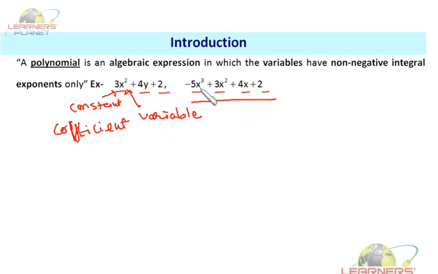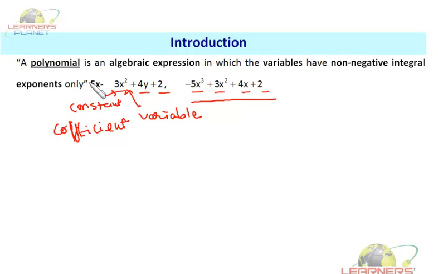Just see over here. The coefficient of x cube is -5, coefficient of x square is 3, coefficient of x is 4 and 2 is the constant term. So I hope you are clear with the basic terminologies of algebraic expressions, and definitely you have already done these terminologies in your previous classes. So now let's begin with the next.